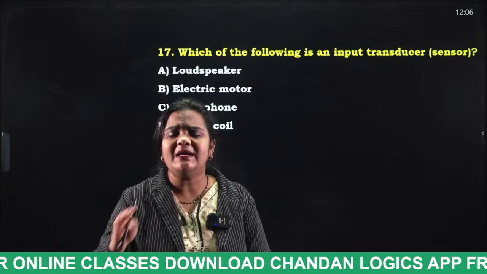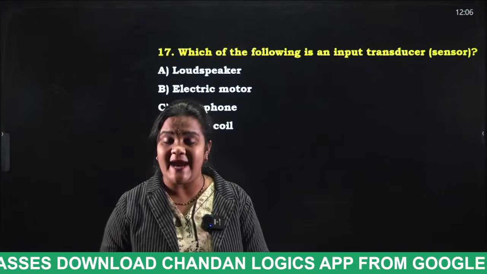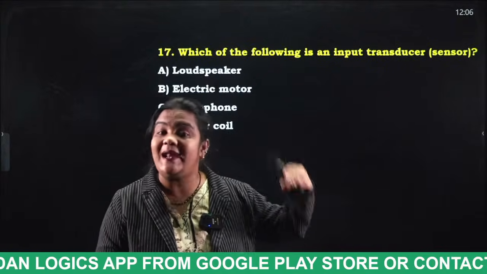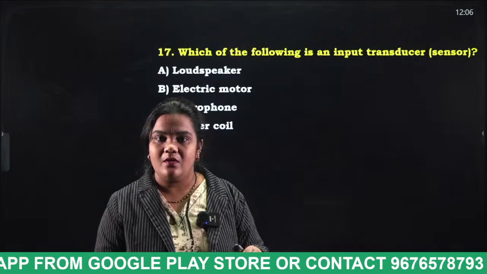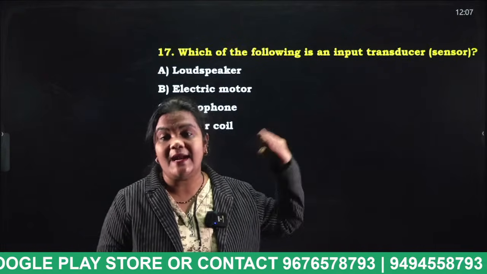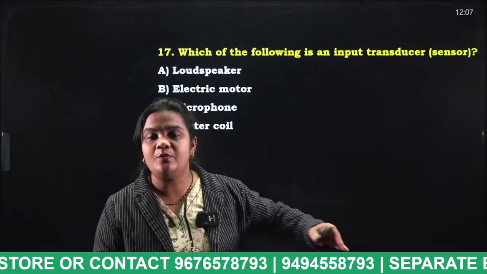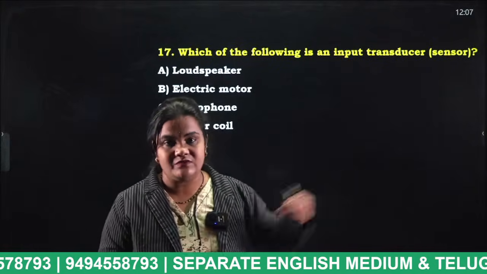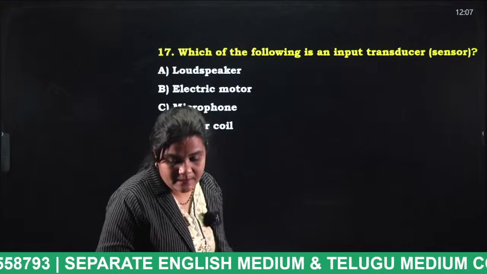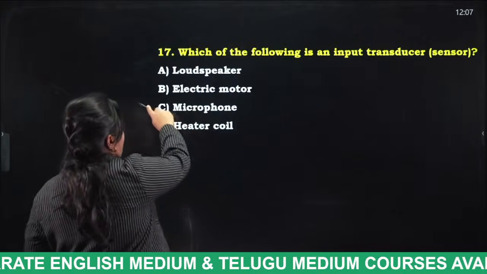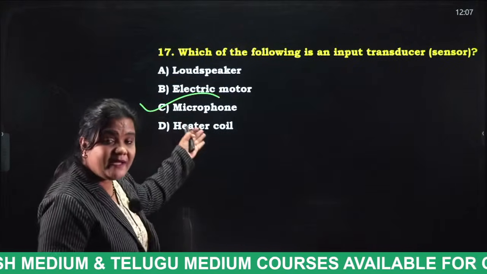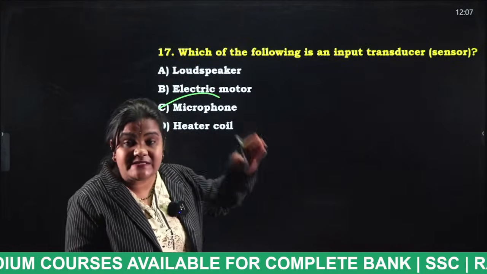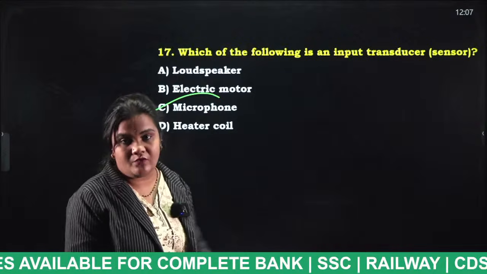What is happening in the input transducer, students? Sound waves are converting into electrical signals. Okay, sound waves are converting into electric signals. When comes to output transducer, electrical signals are converting into sound waves. Now tell me the answer. Microphone, very good. Okay, and the loudspeaker is output transducer. In loudspeaker, what is happening? Electrical signals are converting into sound waves.